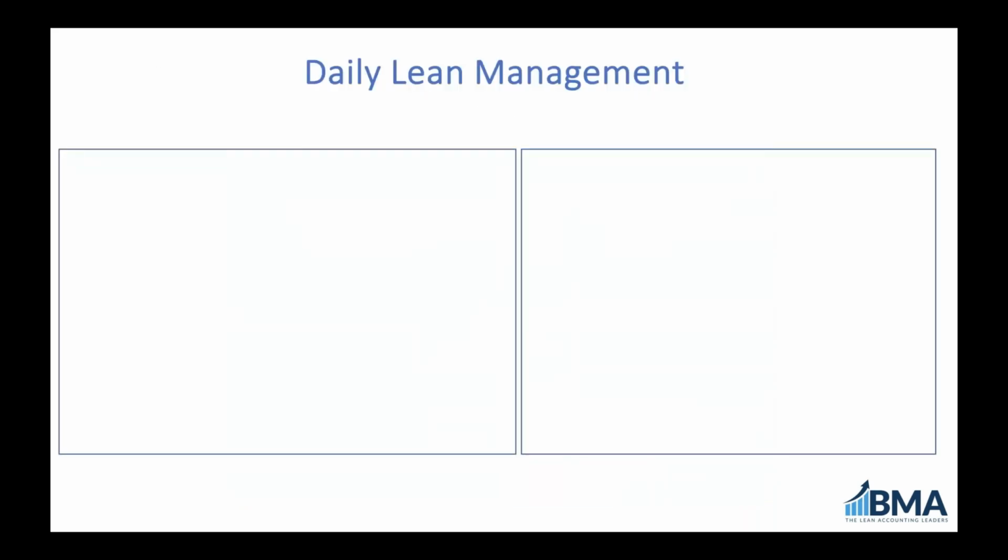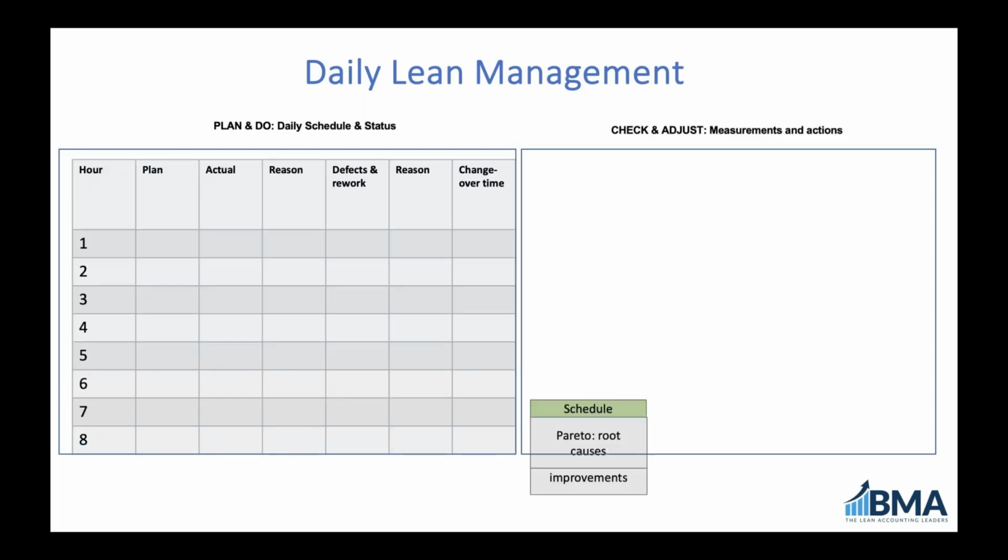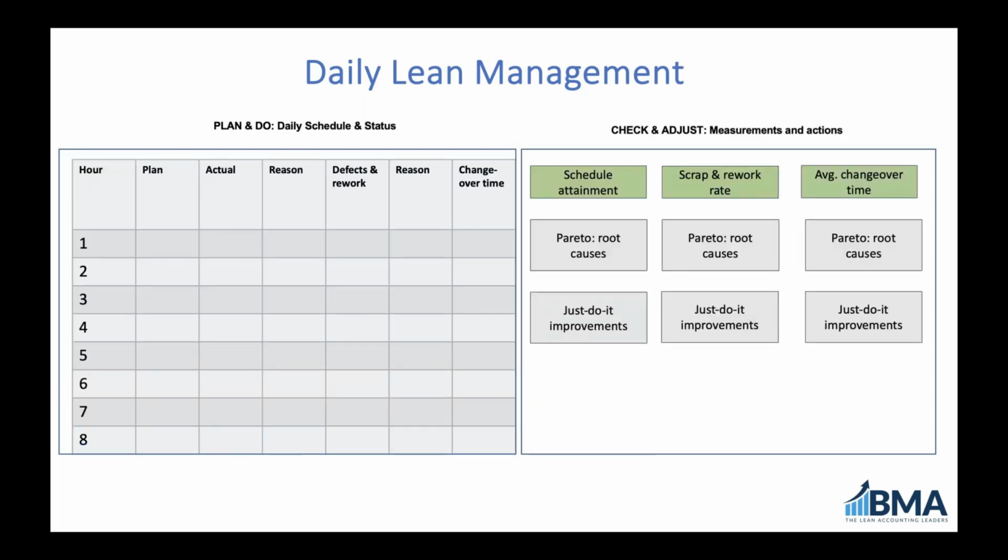Daily lean management. This is just a layout of a visual board. The purpose of daily lean management is stability and control. And so the frequency of the measurements really is about how often do we need to measure to understand stability and understand variability and make adjustments. In this example, you have three measures: schedule attainment, defects, scrap and rework, and average changeover time.